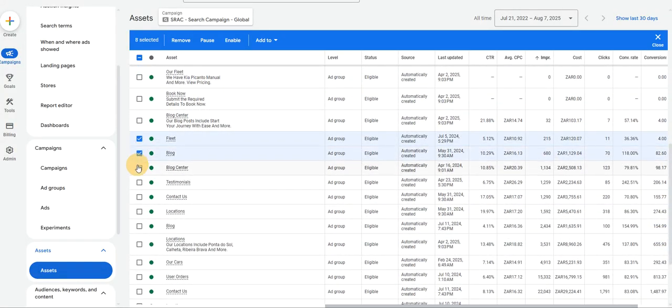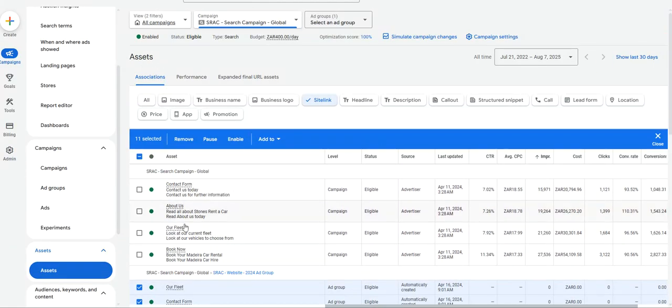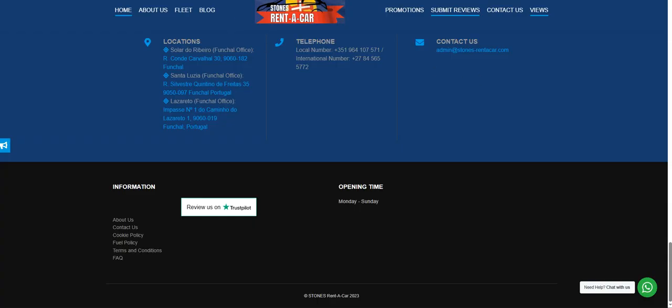And there's a lot like this. Like really no one needs to see your blog or your blog center, your testimonials, your locations, right? People don't really care about that stuff as much as you think. Just keep it straightforward. Like this stuff up here is actually good. You could probably even do better.